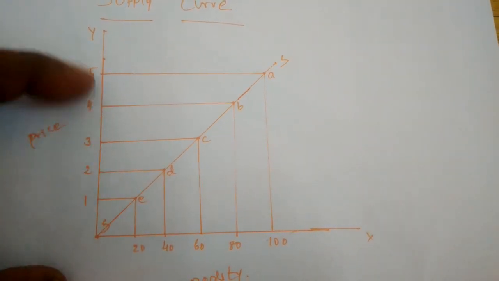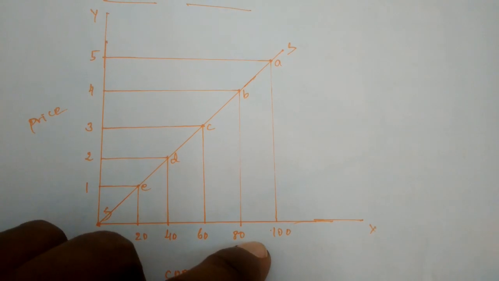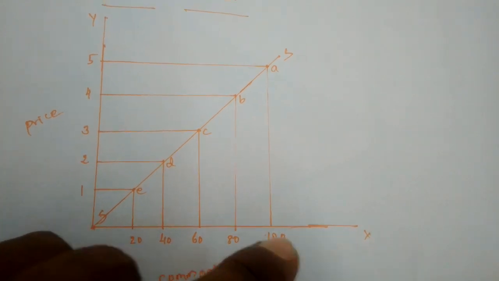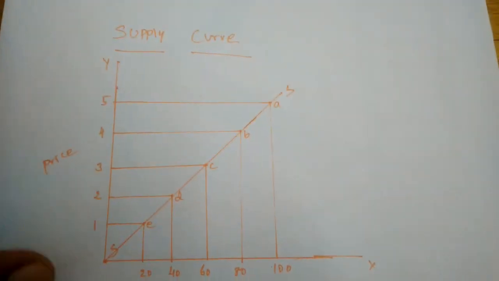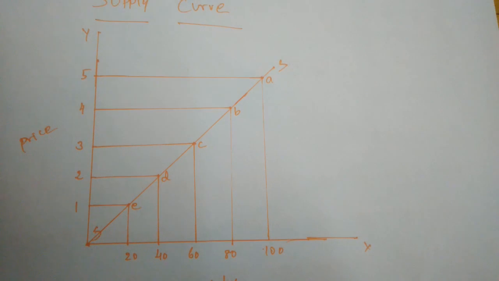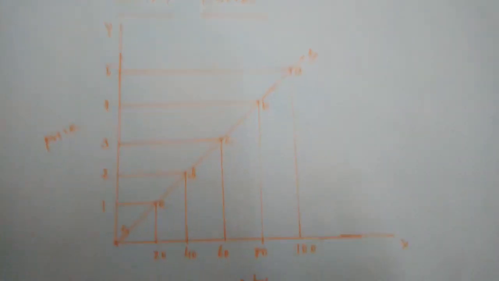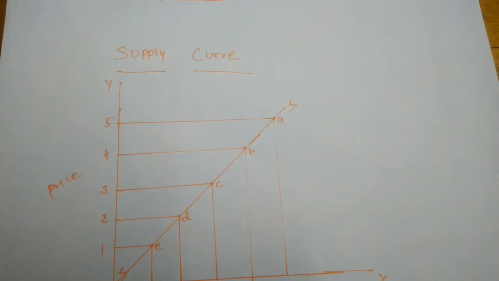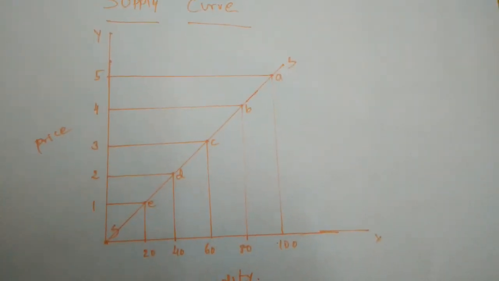So whenever the price is increased, the amount of the supply of commodities also will be increased. So there is a positive relationship between the prices and commodities. Okay students, if you have any doubt, please ask me about the law of supply and the diseconomies of scale also. Thank you.